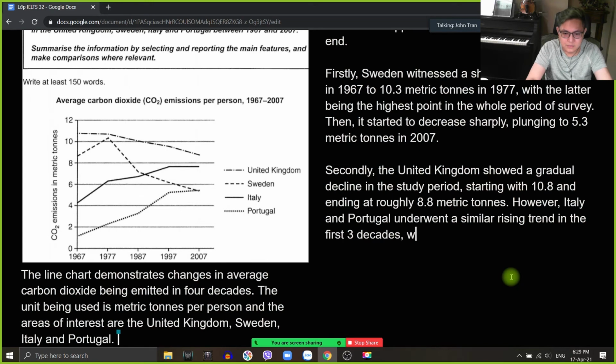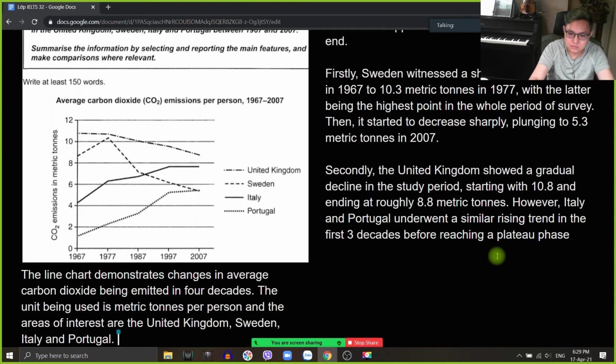Yeah. With the rising trend in the first 3 decades, before reaching a plateau phase. Before reaching a plateau phase.